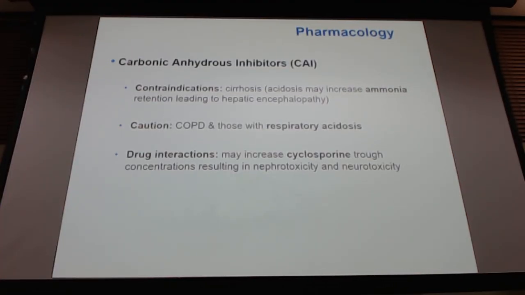Next, the contraindications. So you don't want to use this in cirrhosis or liver damage because acidosis might increase the ammonia retention, which leads to hepatic encephalopathy. You also want to use caution in patients with COPD and those with respiratory acidosis. And some drug interactions, so it might increase cyclosporine drug concentrations, resulting in nephrotoxicity and neurotoxicity.